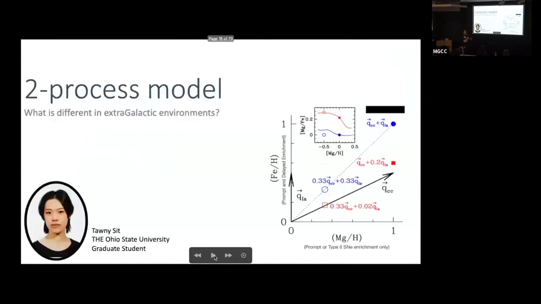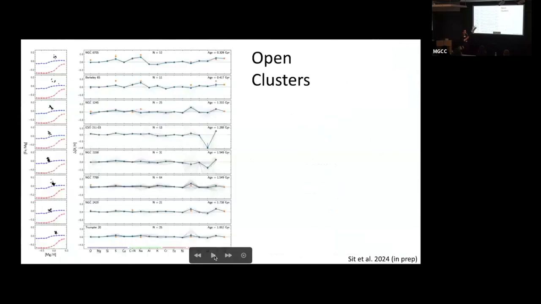Okay. So I'm going to show some results from Tawny's first paper, I believe, which is actually taking this Milky Way model and applying it to some things that we're used to thinking about, like open clusters. So here are a bunch of open clusters. And what's plotted here are all the elements that can be fit in this two-process scenario. And you predict the abundances for your system, and that takes into account the evolution of the system, everything.